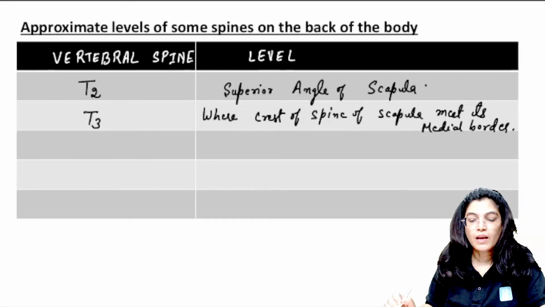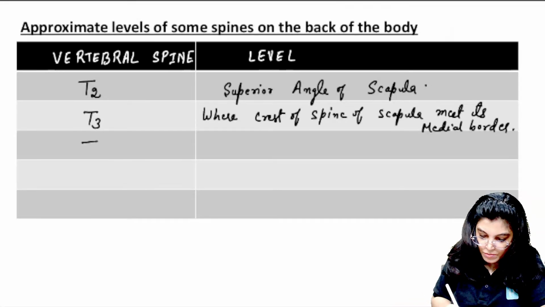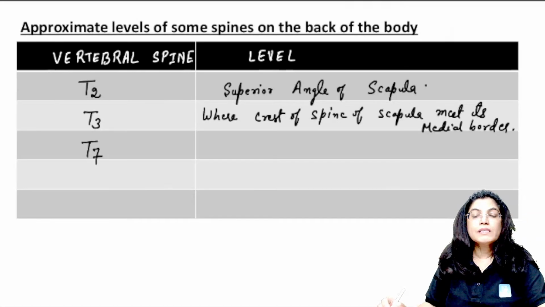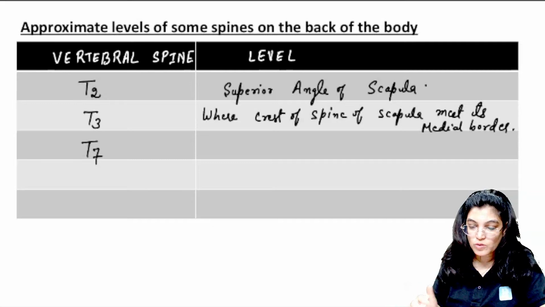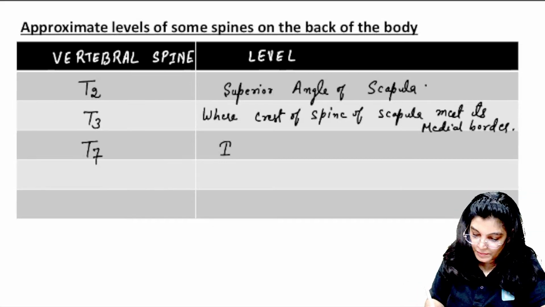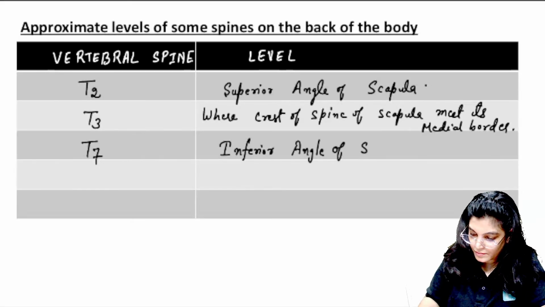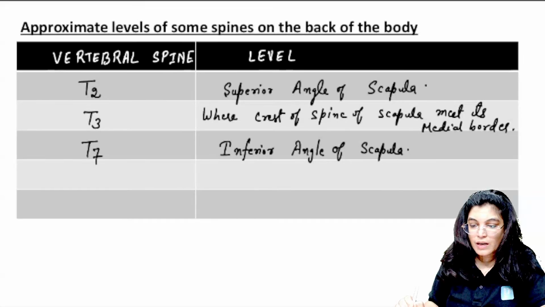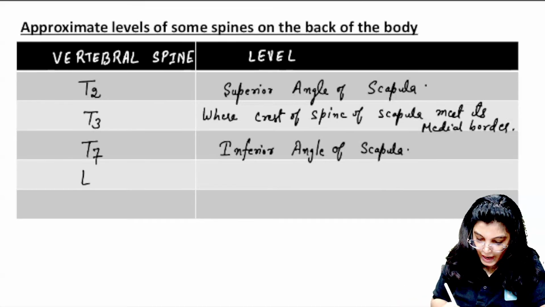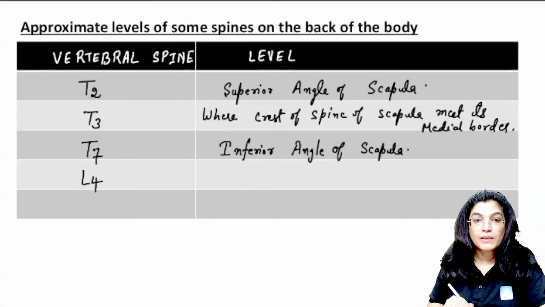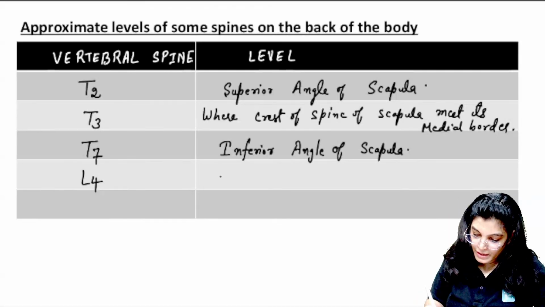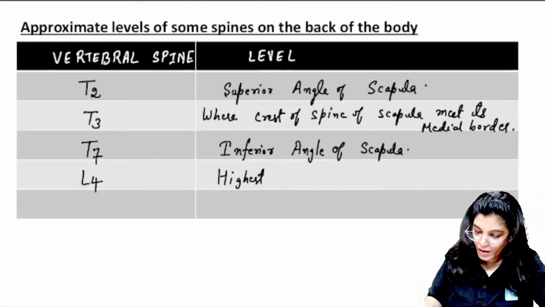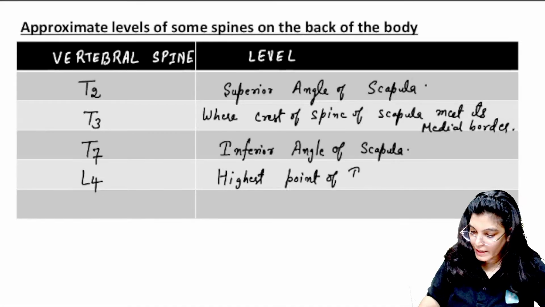Okay. Now coming to the T7 level. If I talk about the T7 level, that is the spine of the 7th thoracic vertebra. In the image, I have shown you that the 7th thoracic vertebra corresponds to the level of the inferior angle of the scapula. Got it? Now coming to the next level, the 4th lumbar vertebra spine, which corresponds to the level of the highest point of the iliac crest.